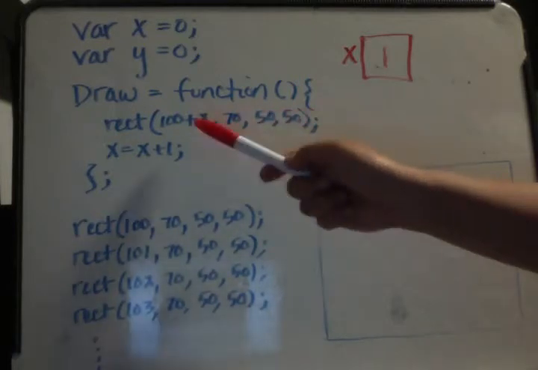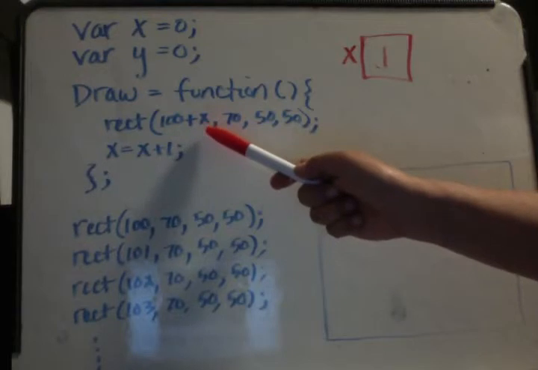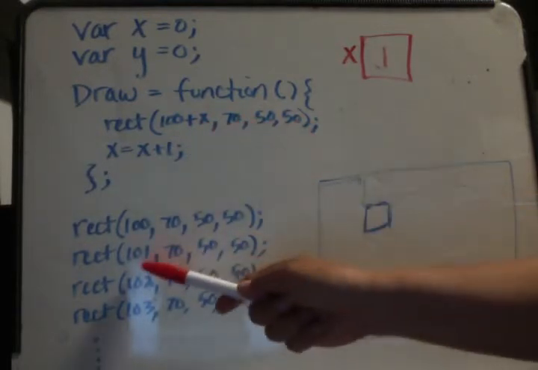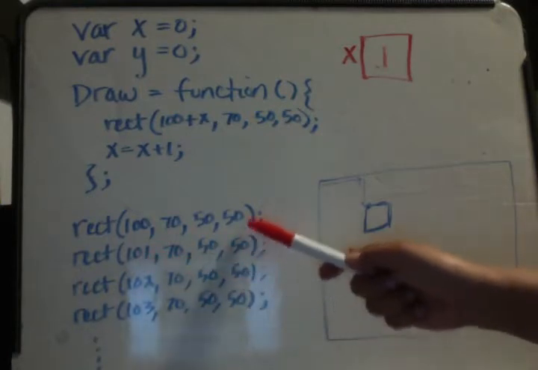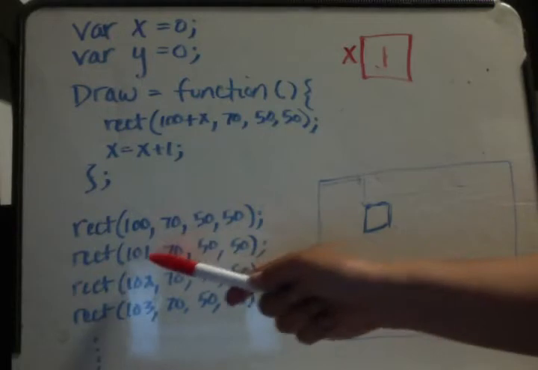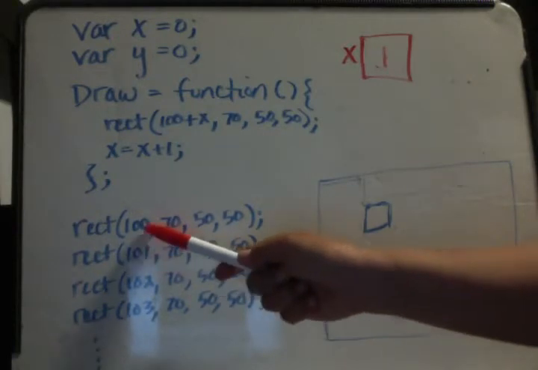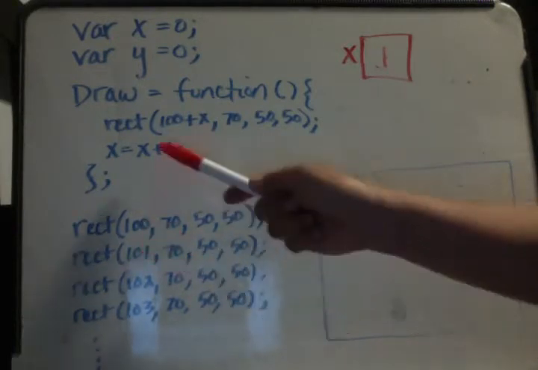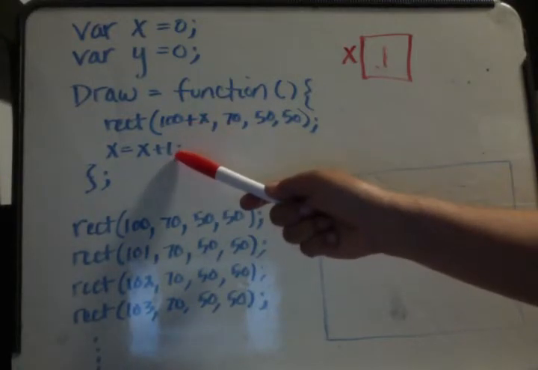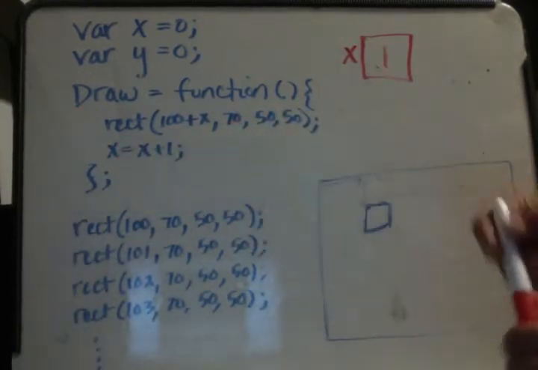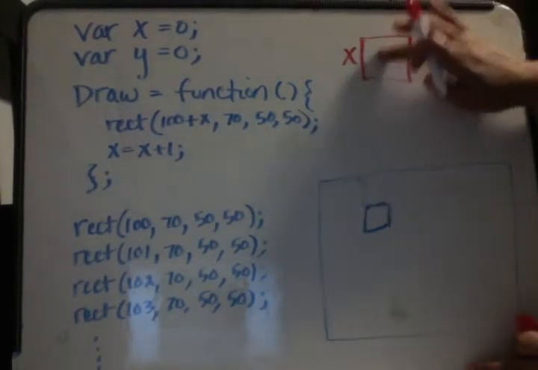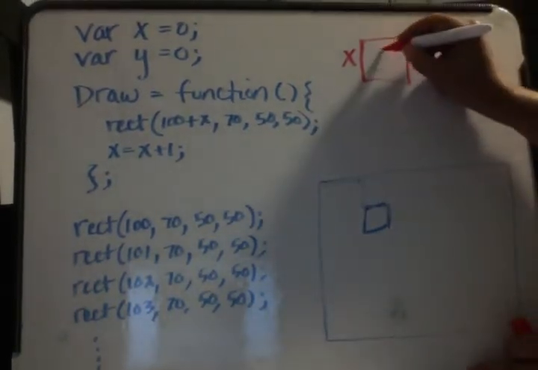70, 50, 50. So x is now 1. So 100 plus 1 is 101, 70, 50, 50. Now we've essentially done this: rect 101, 70, 50, 50. The only difference between this one and the previous one is the value of the first number. First it was 100, now it's 101. Now we come back and we say x equals x plus 1. Currently the value of x is 1, and 1 plus 1 is 2. We calculate it and put it in, and the new value of x is 2.